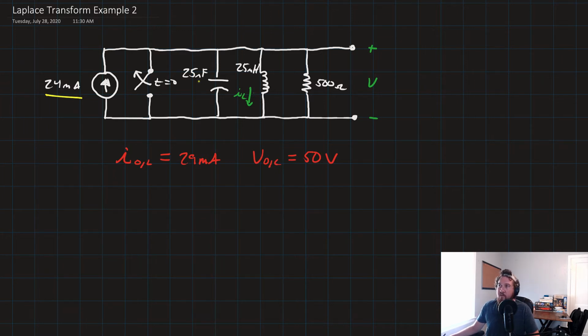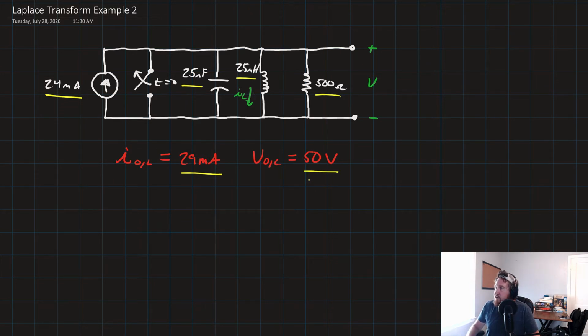In parallel here, we've got a 25 nanofarad capacitor, a 25 millihenry inductor, and a 500 ohm resistor. And we want to find the voltage across the output terminals of this RLC circuit at t past 0, so t greater than or equal to 0. We're given the initial conditions for the current in the inductor, which is at 29 milliamps, and the voltage in the capacitor, which is at 50 volts.